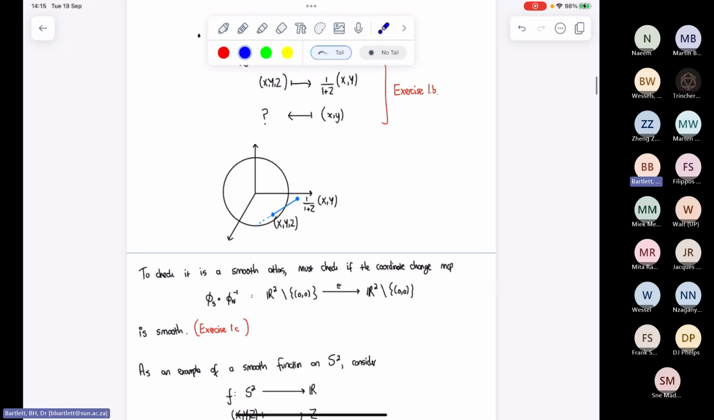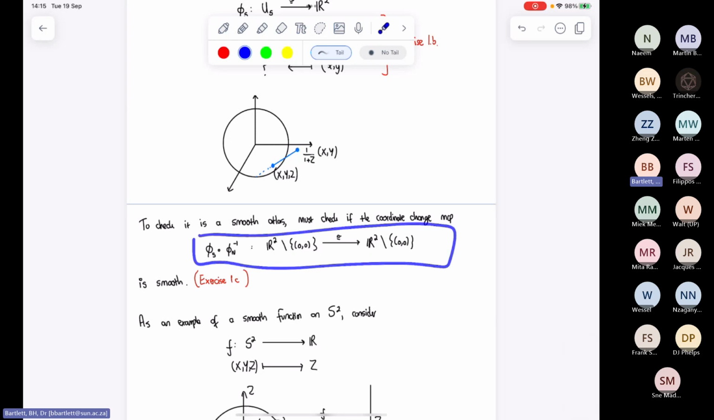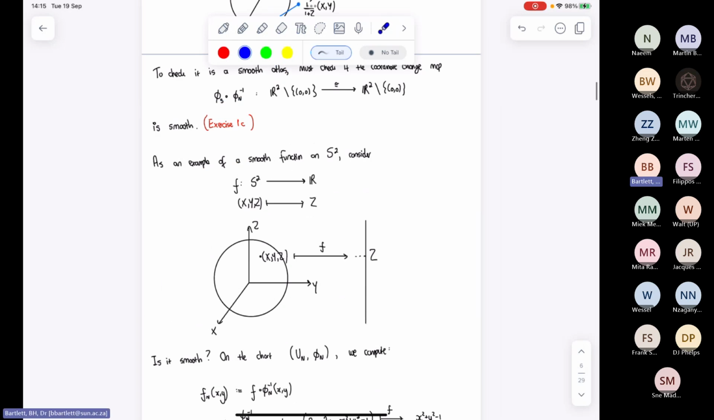So what is that map? We've got to go and compute that map. So that's also part of the exercises. That's going to be some function of x and y, and it's a smooth map. And so that means it's going to be a smooth atlas. So yes, that's an example of a smooth manifold.